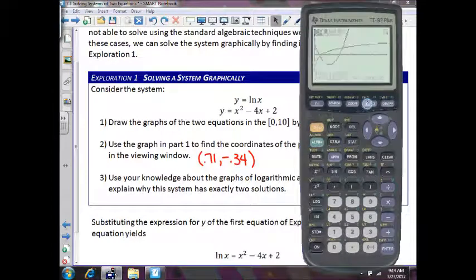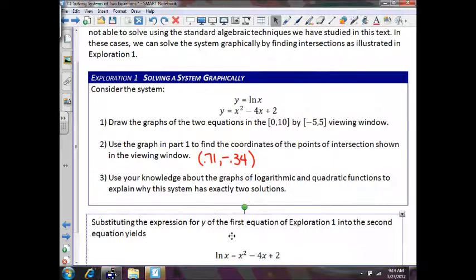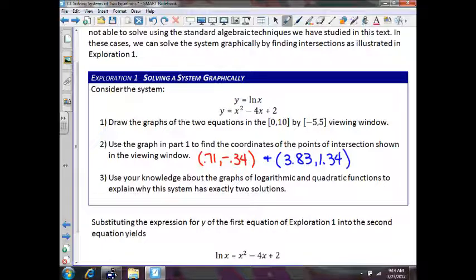My second intersection, we found much the same way. Press second trace, get close to the intersection point, 3.83 and 1.34. Those are your two intersection points.